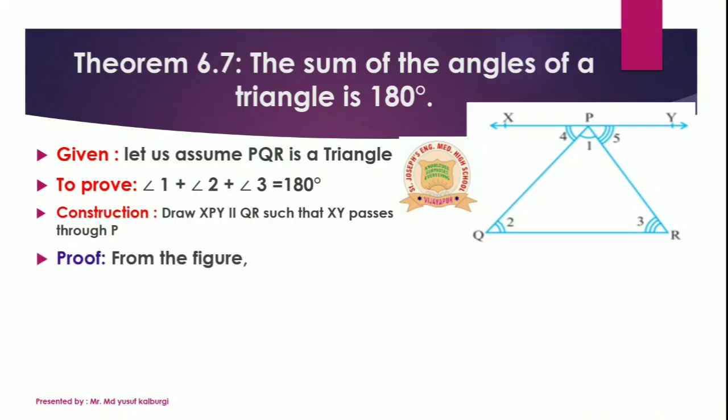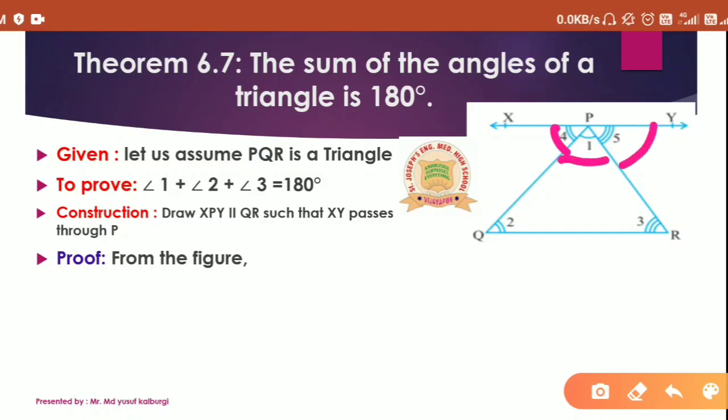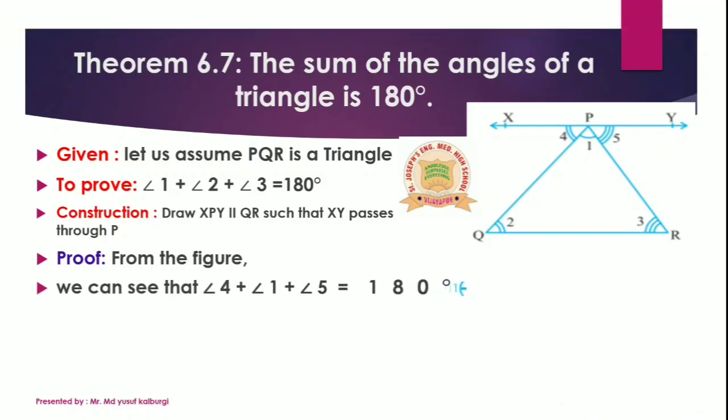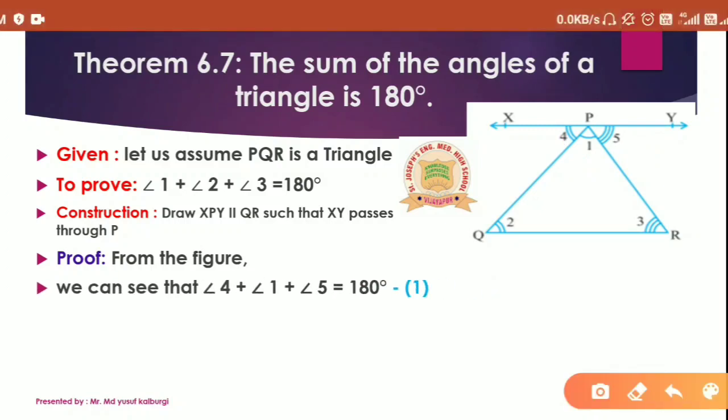From the figure we can observe that these three angles, angle 4, angle 1 and angle 5, are forming a linear pair, because XY is a straight line. If adjacent angles form a straight line, their sum is equal to 180 degrees. So let us write that. We can see that angle 4 plus angle 1 plus angle 5 is equal to 180 degrees, because it is a linear pair.